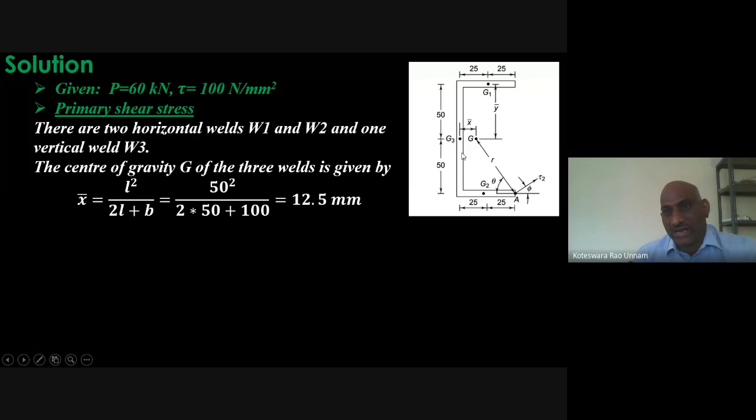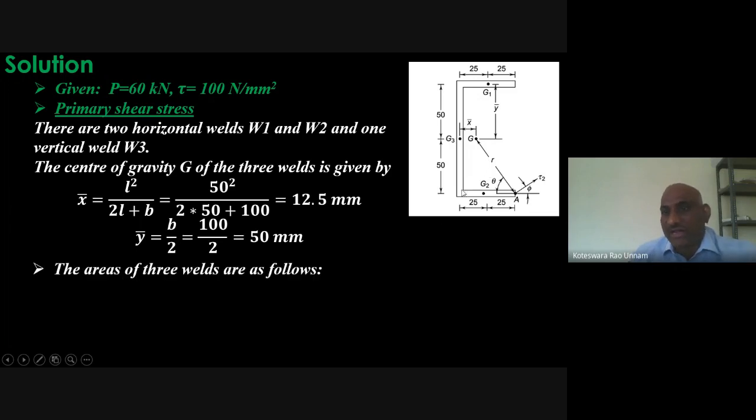If I do that, I'll get x bar is 12.5 and y bar is B by 2. So B is given as 100. So B by 2 is going to be 50. So now I am able to identify the coordinates for this point G. So that is from ear to ear it is 12.5 and from ear to ear it is 50 mm. So once I identify that, then the area of the welds, I need to compute what is the area of all these three welds.